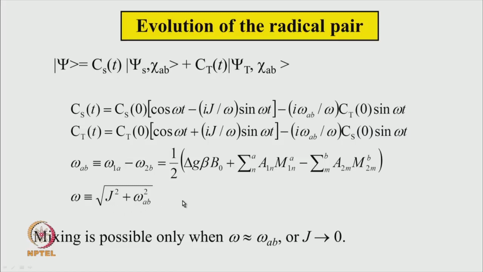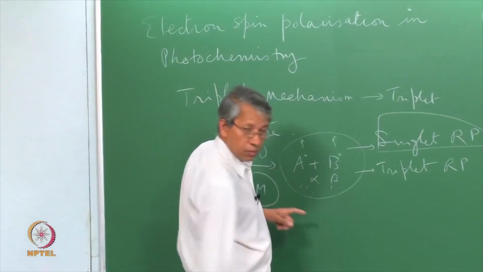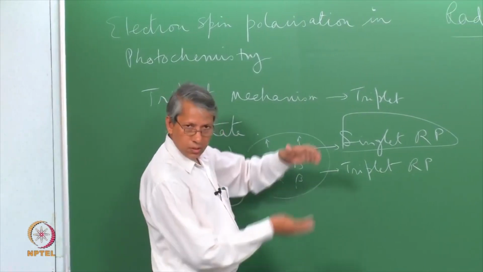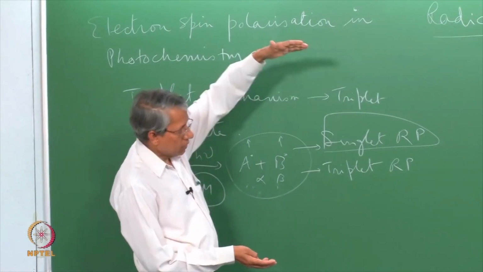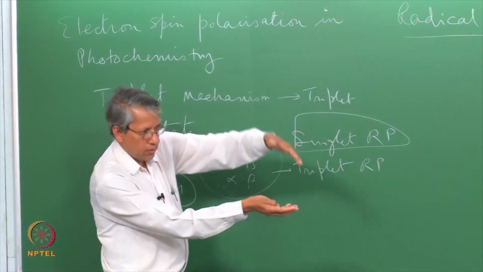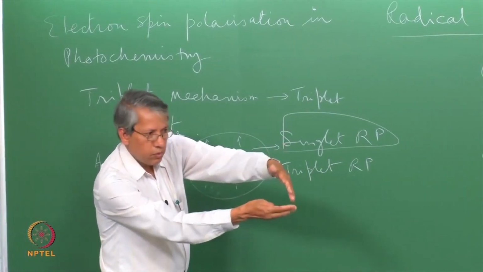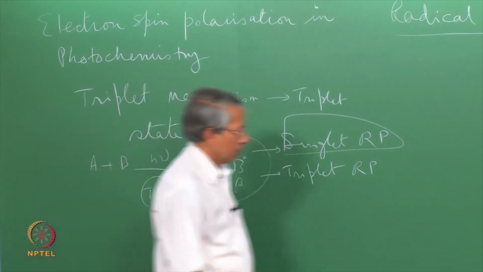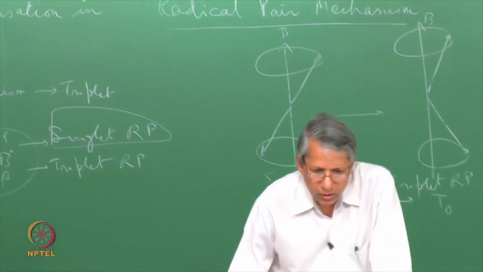Now, mixing is possible only when the singlet and triplet energies are almost degenerate, that is J is very nearly going to 0. Otherwise this mixing will not take place, because the singlet energy level is here and the triplet is there; unless they come closer they will not be able to mix. Okay.